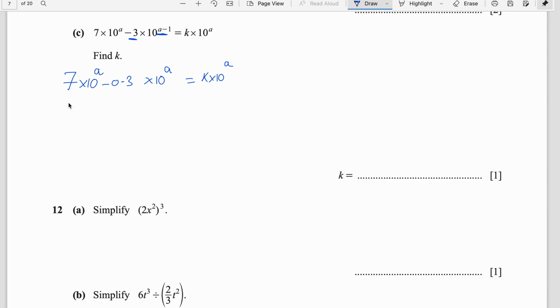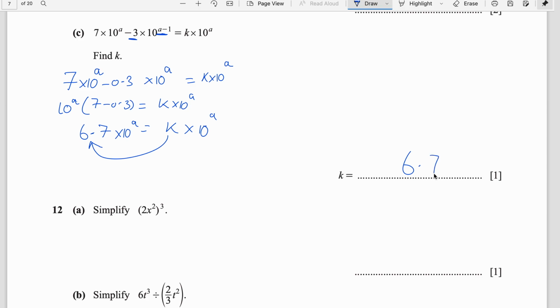Now take out these powers as common. 10 raised to power a and 7 minus 0.3 is equal to k times 10 raised to power a. 7 minus 0.3 is 6.7 times 10 raised to power a is equal to k times 10 raised to power a. So now just by comparison you can see the value of k is 6.7.